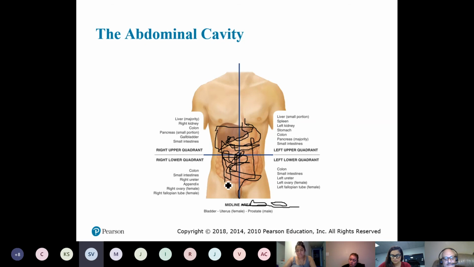Right here, where the large intestine goes, we have the appendix. What's the appendix do? It filters what? Fats? Nope, that's the liver.